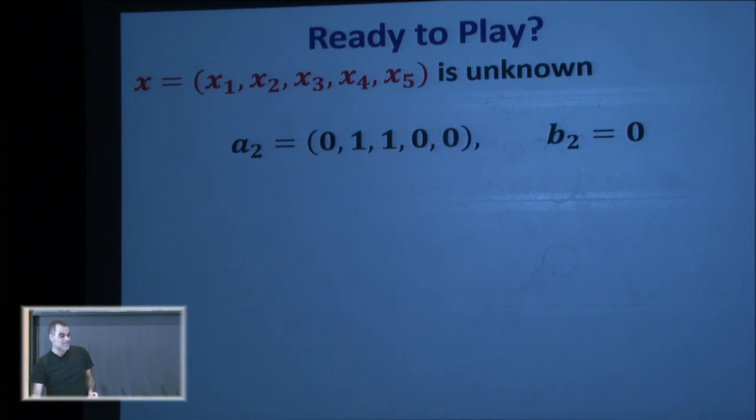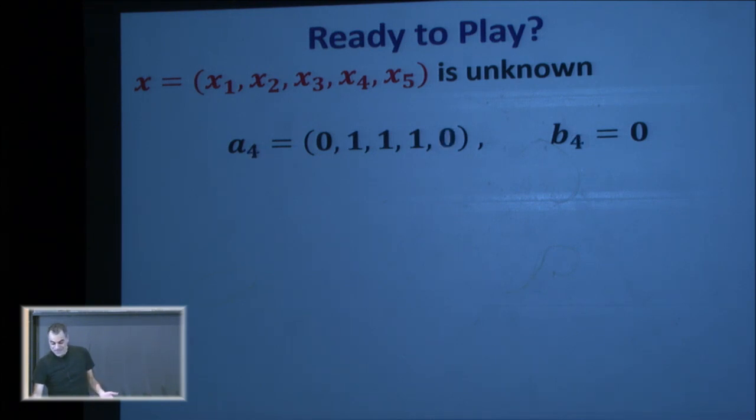x2 plus x3 equals 0. x3 plus x4 plus x5 equals 0. x2 plus x3 plus x4 equals 0. x1 plus x2 plus x5 equals 0. x3 plus x4 equals 1. x2 plus x4 plus x5 equals 0. x1 plus x5 equals 1. x1 plus x2 plus x3 plus x4 equals 0. And x2 plus x3 plus x4 plus x5 equals 1.